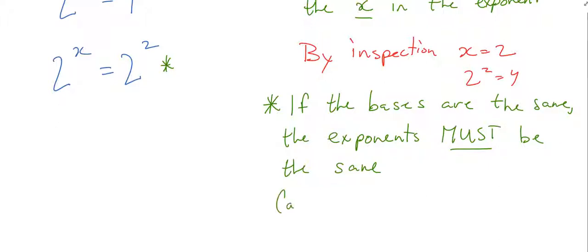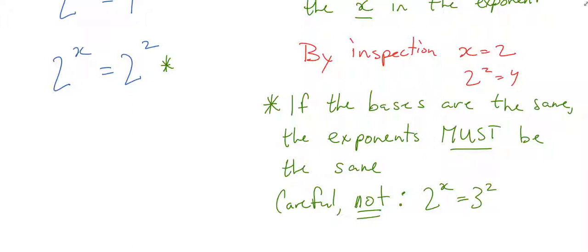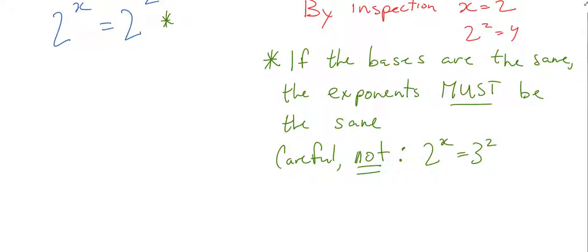Be careful, because it's not 2 to the x equals 3 to the 2, because the bases aren't the same, so the exponents are not the same. 2 to what exponent equals 3 squared equals 9? Well, not a nice one, a nasty one. We're not worried about that, right? So that's not what we're doing here. The bases are different. In fact, we don't know how to solve that. You need a whole different kind of operation to solve that, okay?